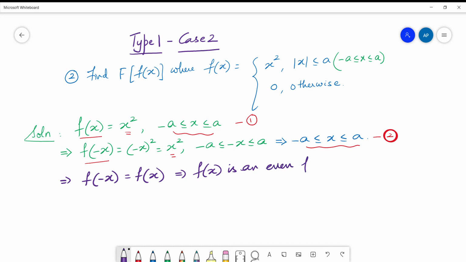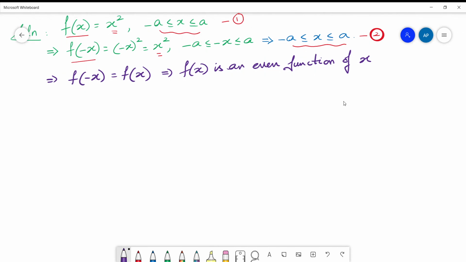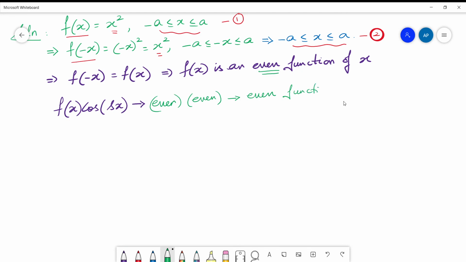So that's what we had to do. We had to check the nature of f of x and thereby check the nature of f of x into cos sx and f of x into sin sx. Let us see how. Consider f of x cos sx. f of x is even, according to what we have just found. Cos is always an even function. Even into even is even. So f of x into cos sx is an even function of x.